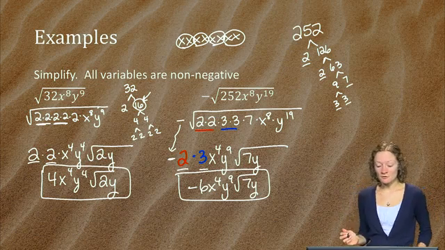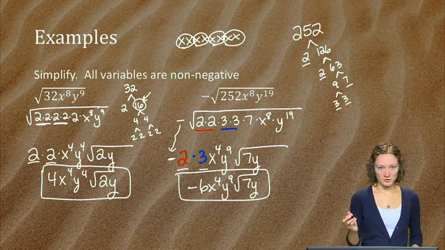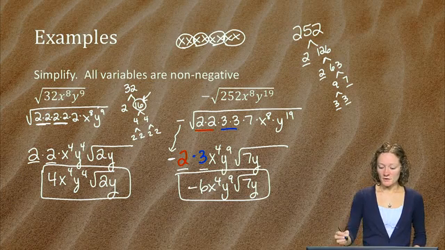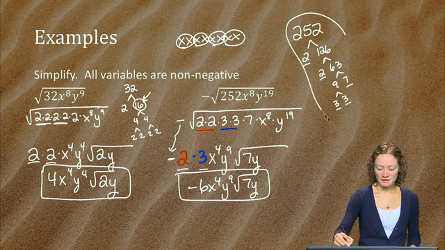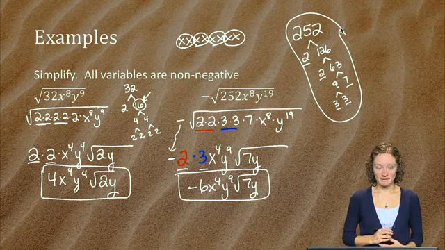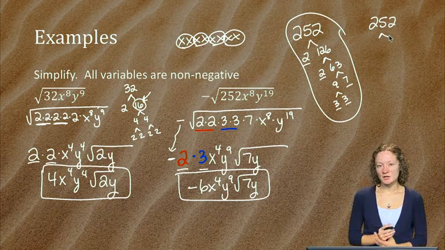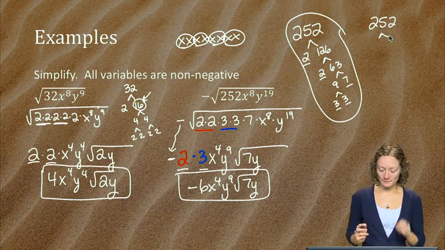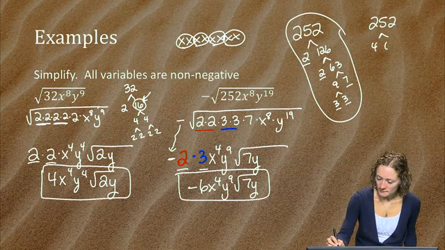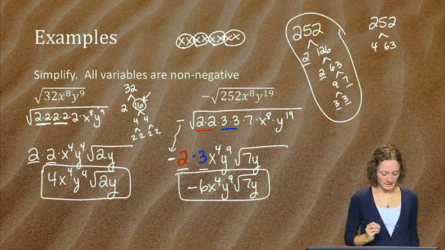If you're looking for more of a foolproof way to simplify these, the foolproof way is definitely using the tree and going all the way down to the primes. If you were to look for perfect squares, let's say we looked at 252 and we said, is there any perfect square? Let's try a 4. If we divided a 4 out of that, we'd have 4 and 63.